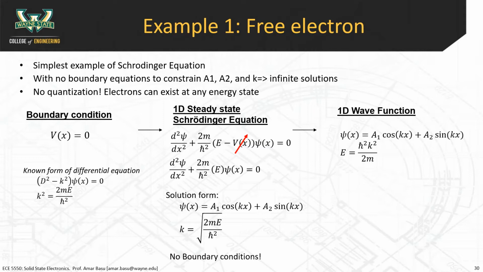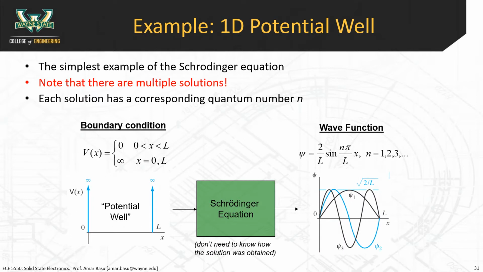So the electron could have any energy value, and the psi function could be any sum of those sinusoids, any possible sum of those sinusoids. So it's a simple problem, but it doesn't have a well-defined solution. All right, let's go to the next one, the 1D potential well. This is the second simplest example of the Schrodinger equation. And in this case, there will be solutions. There will be well-defined solutions to the equation, and it's going to look like a bunch of sinusoids like this.